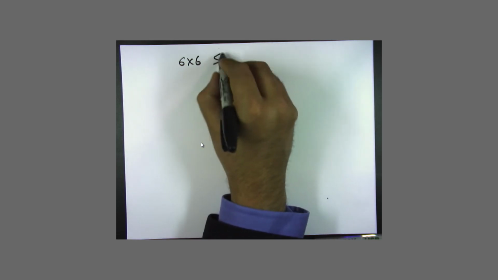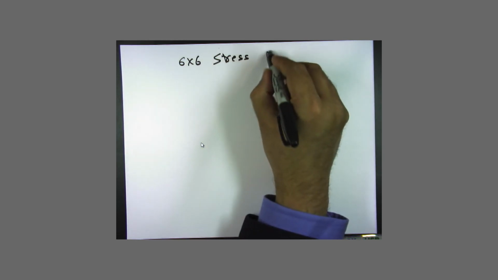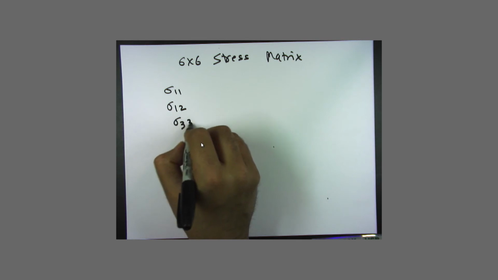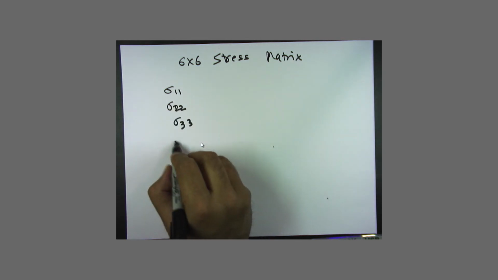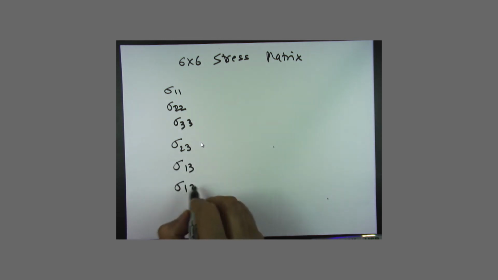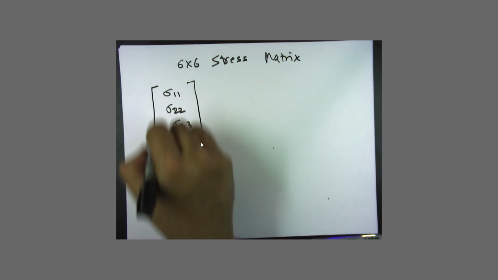And I will write one last thing for this situation where you have, let us say, an isotropic solid, then a lot of these things become equal. So, you get a 6 by 6 stress matrix, which is sigma 1 1, sigma 2 2 and sigma 3 3. Then you have the cross terms sigma 2 3, sigma 1 3 and sigma 1 2. So, this is a vector of stress.